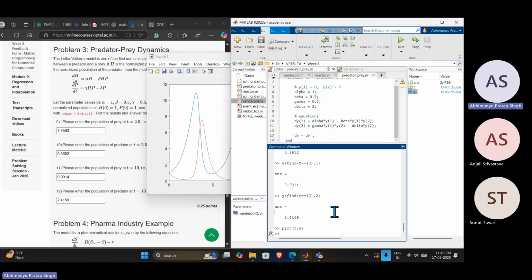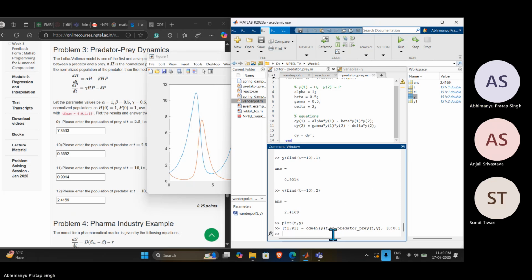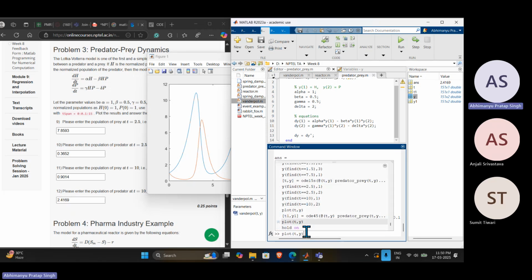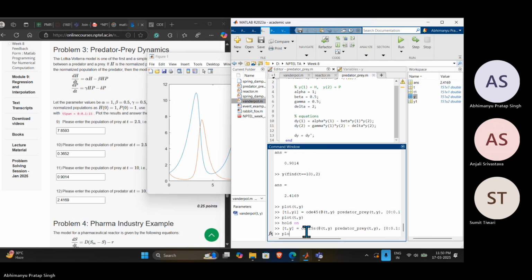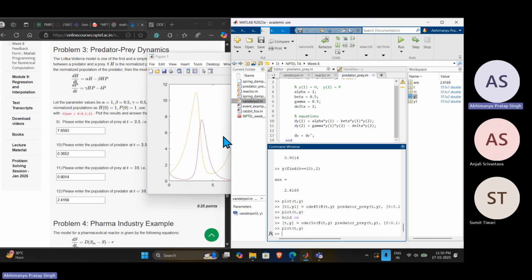I don't think we will have any problem for this. So let us just do this with ode45. Yeah, so it still works fine with ode45 also. But if we plot it, hold on. Yeah, so the plots also overlap.